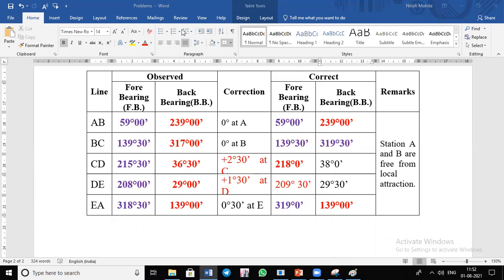So in the next section we'll continue in order to calculate the included angle. Okay, how to calculate the included angle. Before that, you can see the field procedure, all the videos, and get the other concepts also cleared. Okay, so we'll stop it here. Thank you.